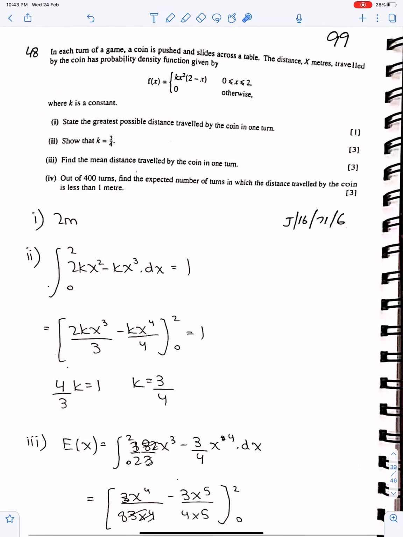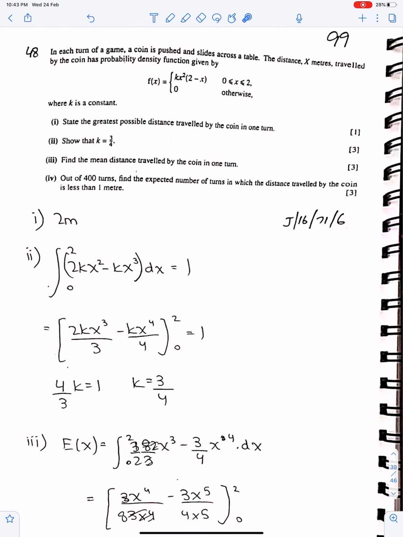Now this question is, first part, greatest possible distance traveled by the coin in one turn. This is the greatest possible distance, the upper limit. Upper limit means greatest possible distance. And then the next part is show that k is 3 upon 4. This is simple. You can do this yourself by using the area formula. I'm leaving the mean part as well.